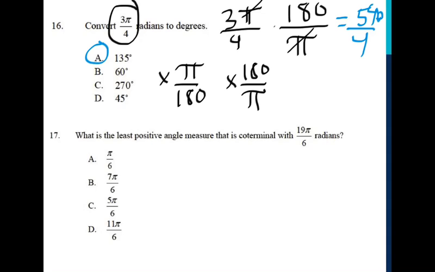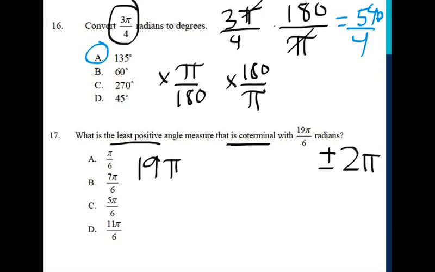We okay? All right, least positive angle measure, coterminal, blah, blah, blah. So when you're seeing coterminal or anything like this, it just means you're adding or subtracting 2 pi until you get to a negative. If it's asking for negative, this says least positive. So that means you keep subtracting 2 pi. When you hit a negative, you've gone too far.